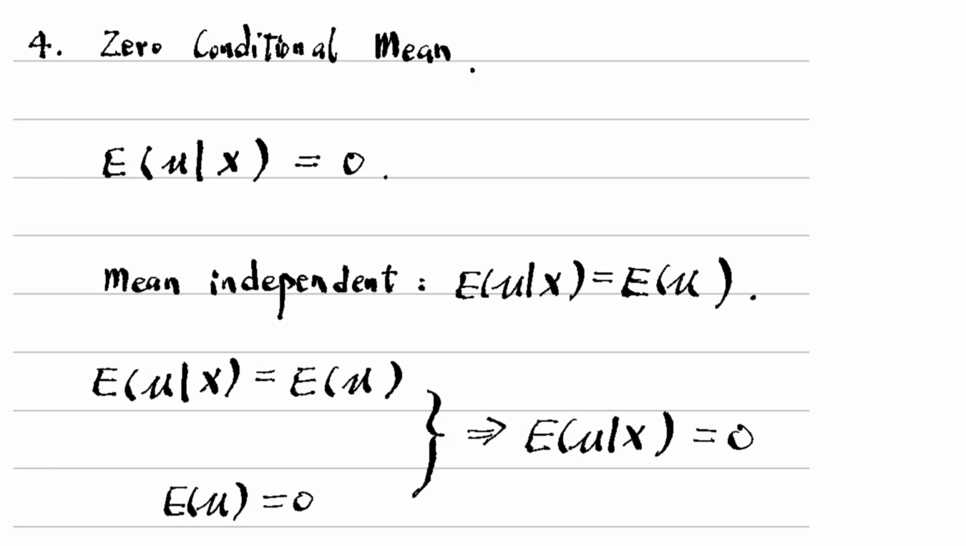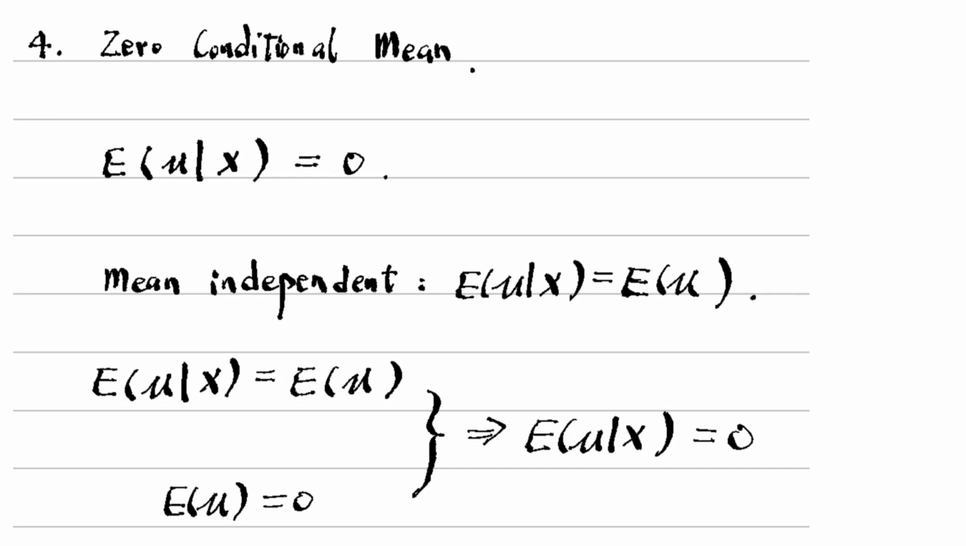The assumption fails if an unobserved factor in the error term is correlated with the explanatory variable x. We call it omitted variable bias. If the model suffers from omitted variable bias, the OLS estimators will no longer be unbiased. The zero conditional mean assumption plays a central role in the OLS analysis.